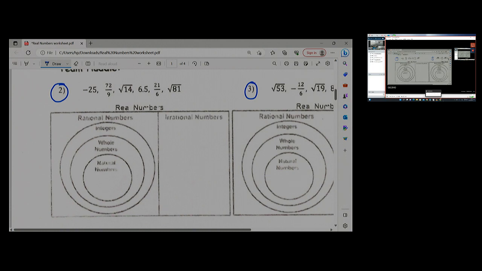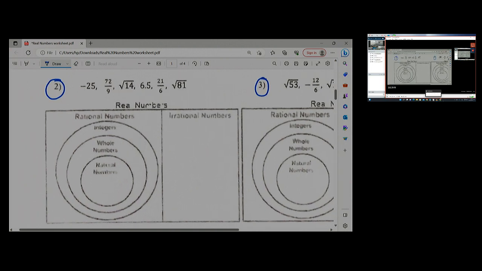Okay, everyone, let's check question number 2. First we have minus 25. What kind of number is minus 25? Integers. Next, 72 over 9. Can you reduce this? 8. So what kind of number is it? Natural number.